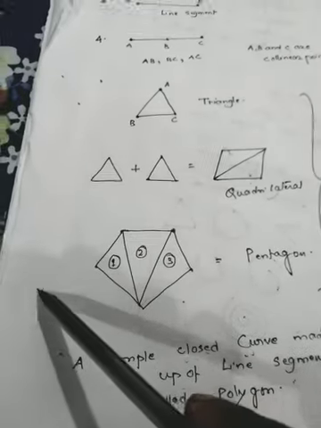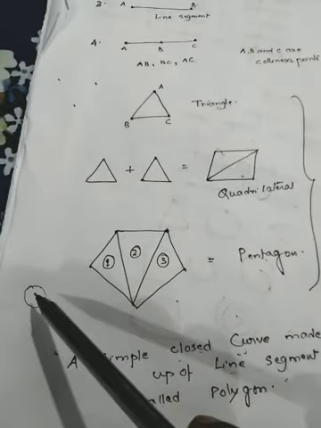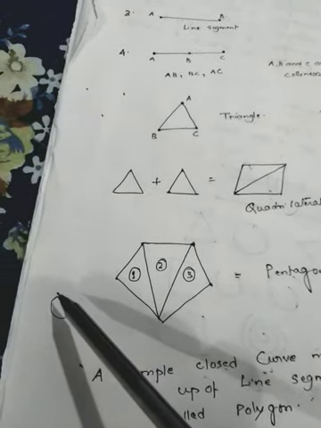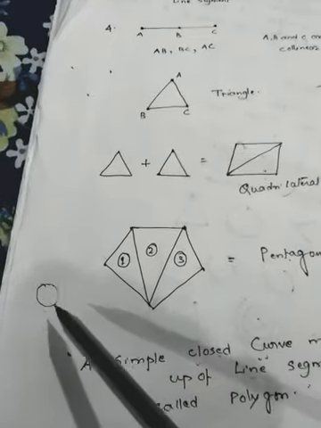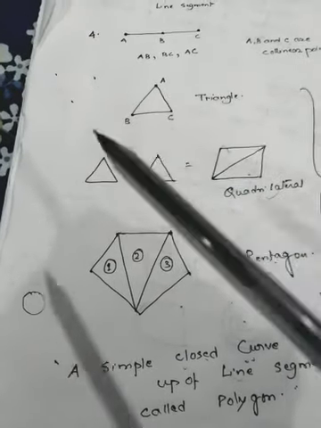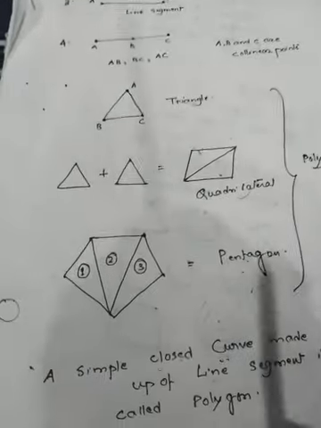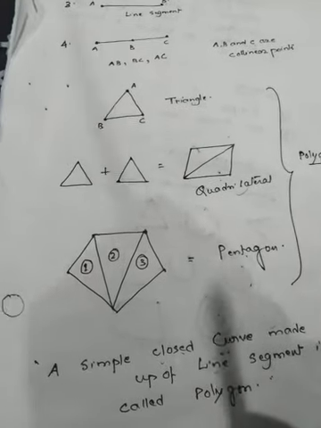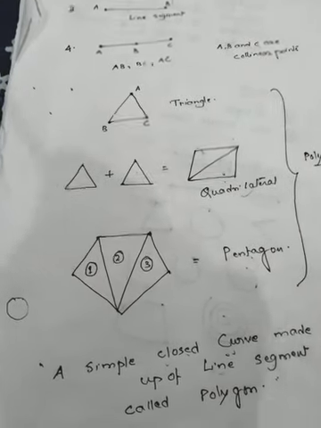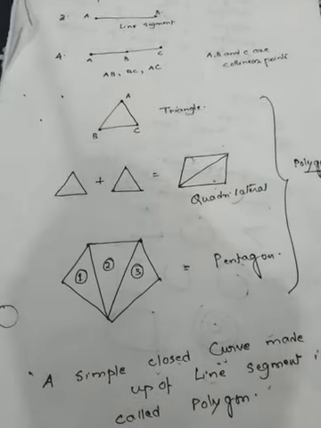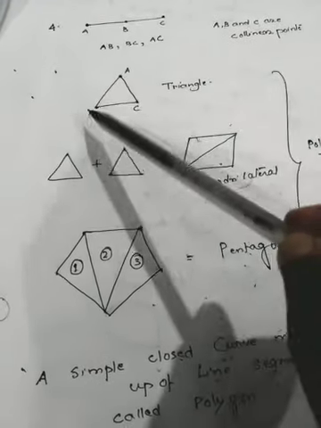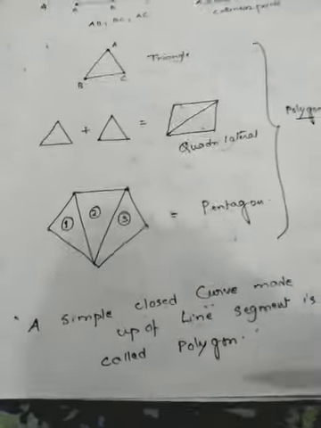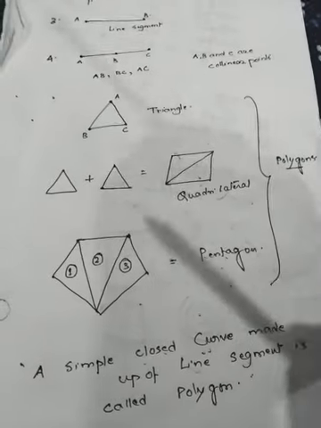Remember, a circle is not a polygon because it is not made up of line segments. Though it is a simple closed curve, it is not a polygon because it is not made up of line segments. Two conditions make a polygon. First, it has to be closed, and second, it should be made up of line segments. So all the sides should be line segments. This is how we can define a polygon.